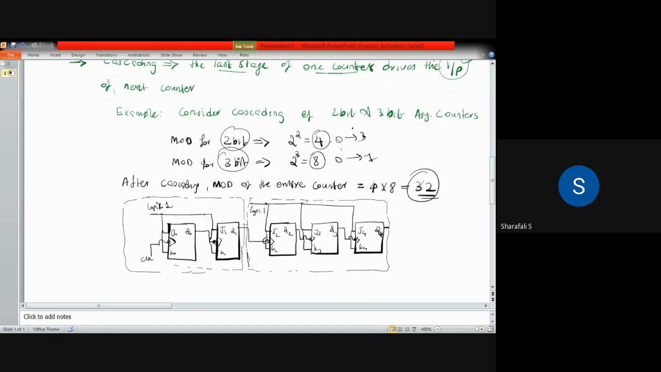Now, if you want to increase the number of states, you can cascade these two counters, and that will produce 32 states. A total of 32 states can be produced by cascading a 2-bit and a 3-bit counter, an asynchronous counter in this case. So this is the process of cascading of counters.